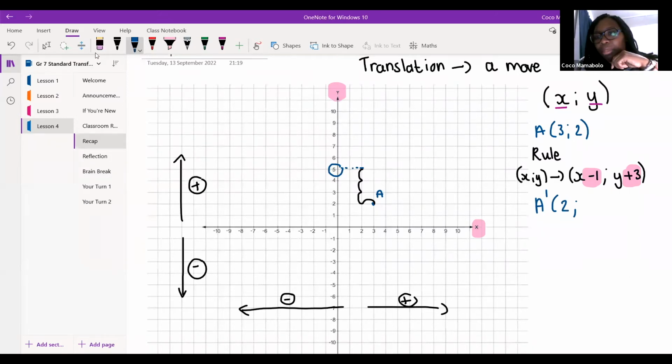So my A prime is going to be 2 and 5. Okay. So here is A prime. A prime is over here at 2 and 5. Okay. Let's do another example.